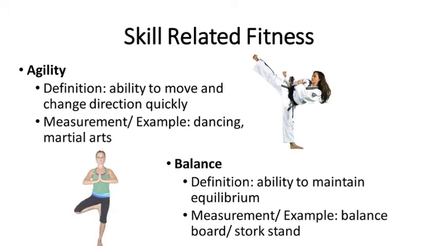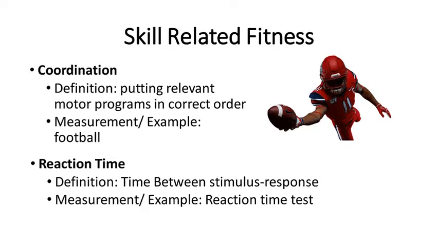So agility is the ability to move and change directions quickly. An example of this is dancing and martial arts. Next is balance. It is the ability to maintain equilibrium. So an example of this is a balancing board or stork stand like in yoga. Next is coordination. This is putting relevant motor programs in correct order. An example of this is football.